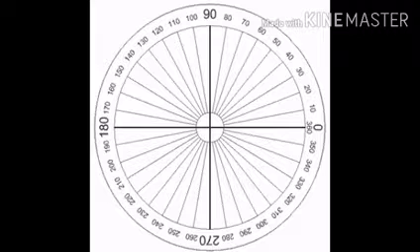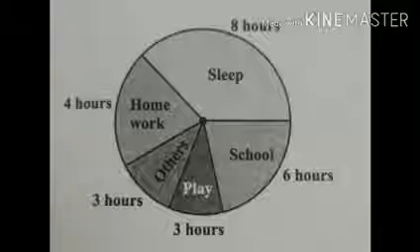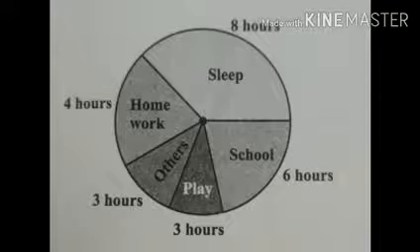We should know the total number. The total of a circle is always 360, means a circle is divided into 360 degrees. So total of a circle is 360. The total of a percentage is 100%. 100% means complete. So that is its total. And the total of a number can depend according to the question. Let's see this example here.